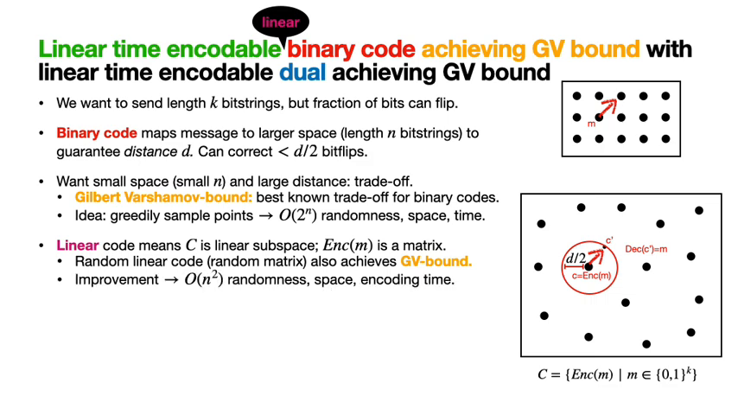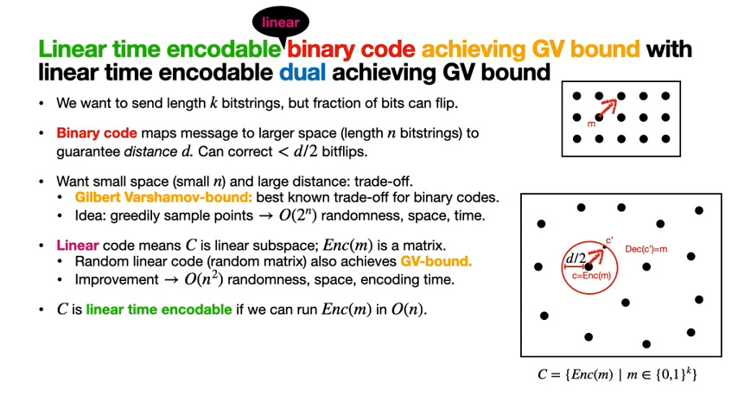But as you can see, this only takes quadratic randomness, quadratic space, and also gives you quadratic encoding time for your code, because you can simply use a matrix vector product for the encoding. This is obviously much better than the idea by Gilbert in terms of the amount of complexity. But one can go even further and demand that the encoding time is not just quadratic, but in fact linear.